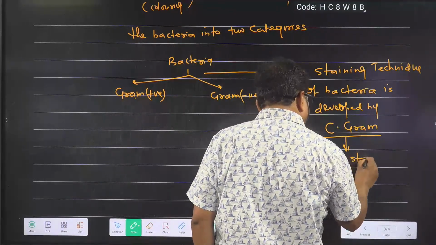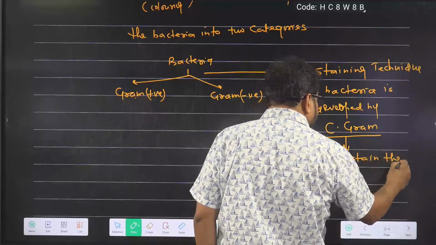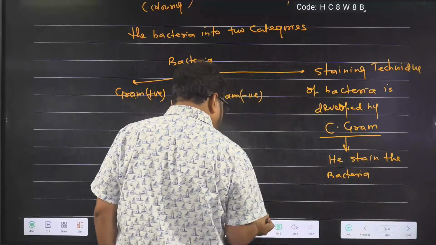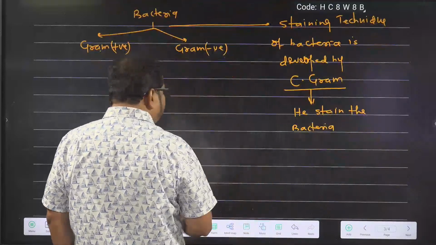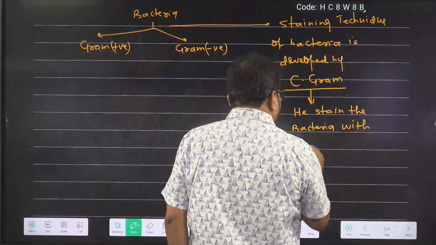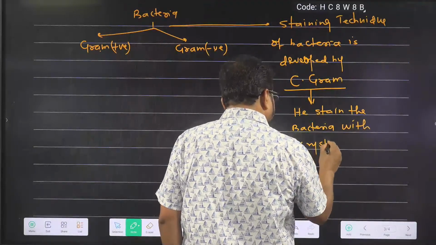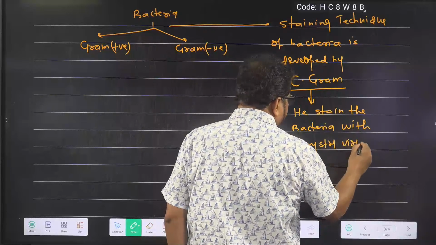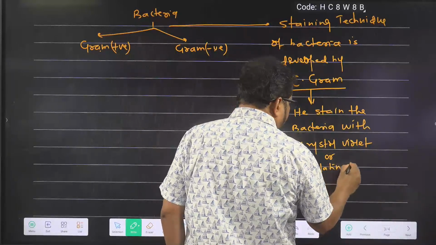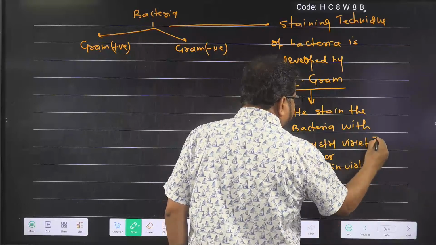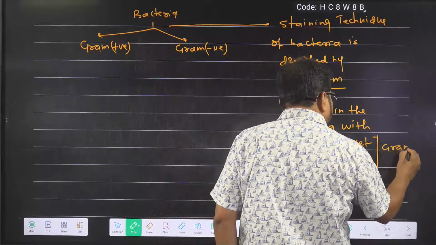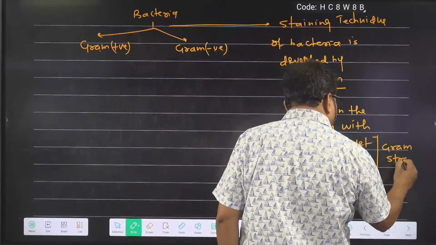So he stained the bacteria. Our duty is this: NCERT simply wrote gram stain, gram positive, gram negative. I am just decoding it. What is gram positive, gram negative? He stained the bacteria with crystal violet, or it is also called gentian violet. So this is called what? Gram stain. Crystal violet or gentian violet is called gram stain.